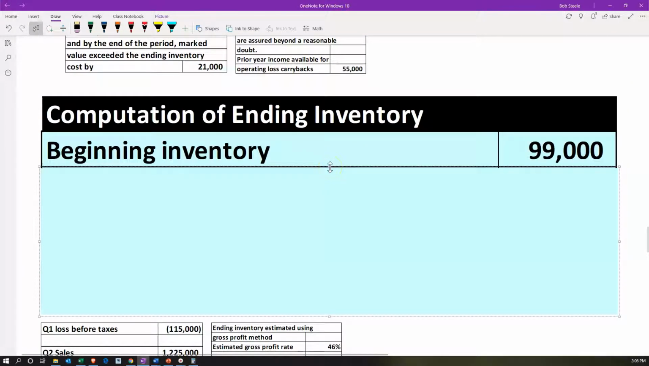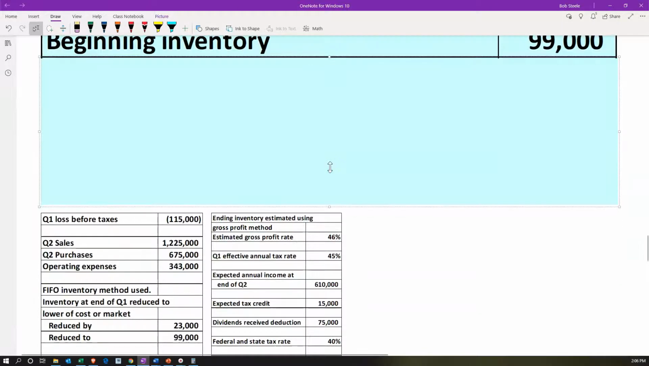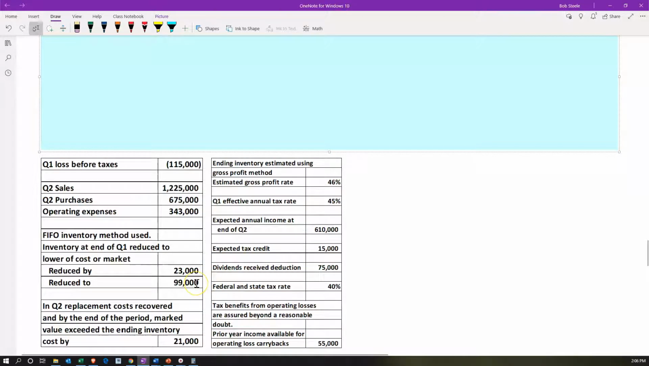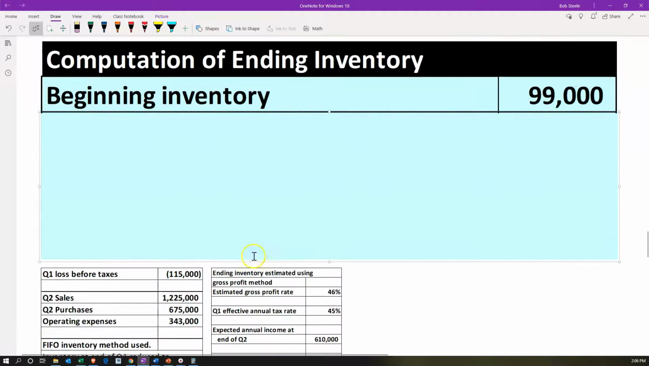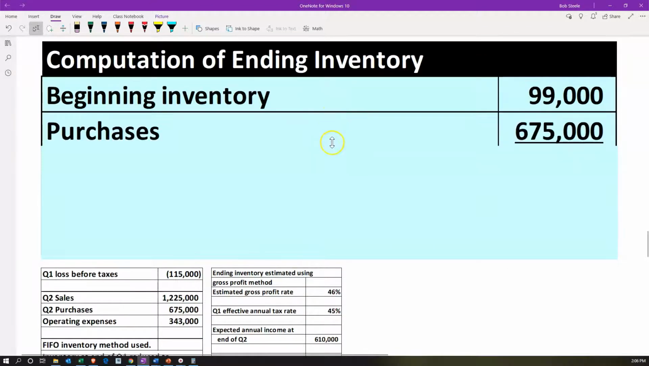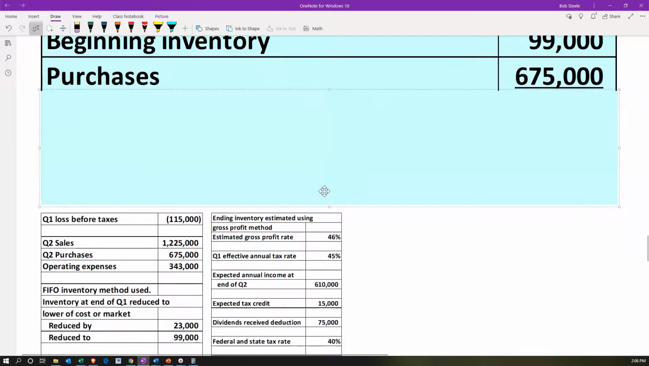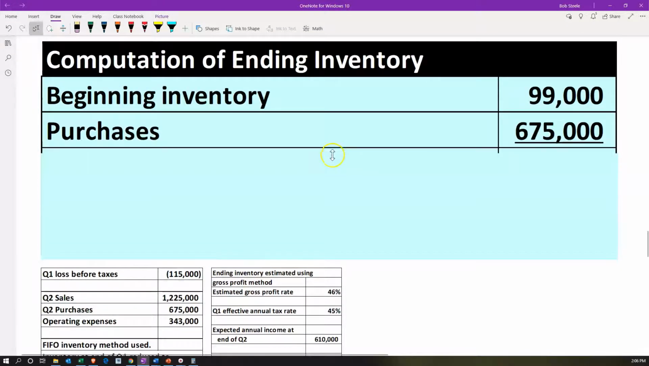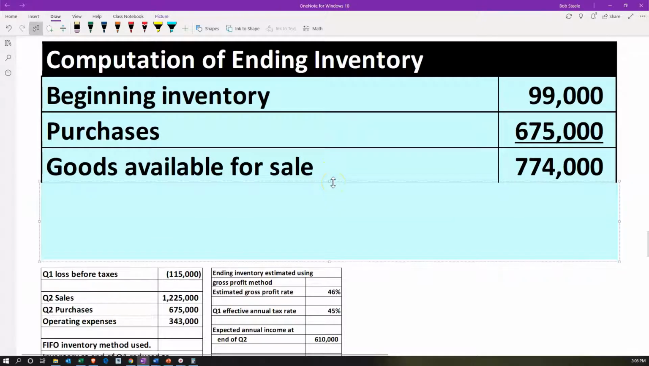So we're going to say this is basically the cost of goods sold calculation. So we've got the beginning inventory, which we saw down here was adjusted. It was reduced, due to the fact that we had the lower of cost or market adjustment, down to 99,000. And then we had purchases of the 675,000, just a straightforward cost of goods sold formula. There's the 675,000 given to us in the data for Q2 cost of goods sold. We're looking at the current quarter now, Q2.